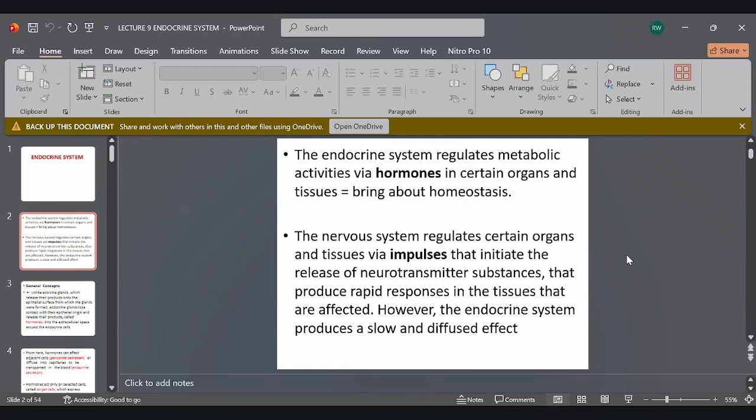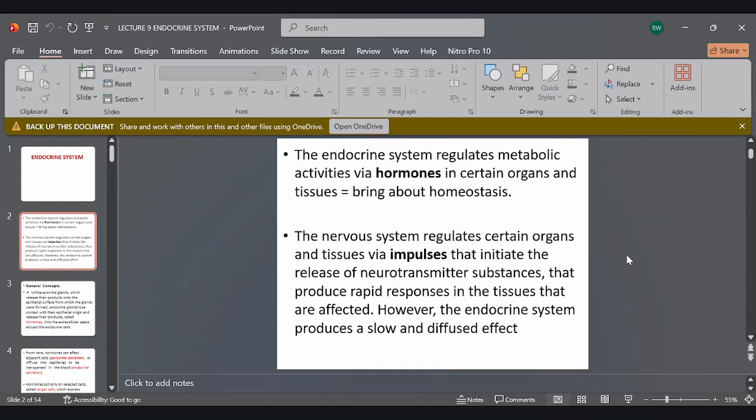Now, today, we're not going to discuss all these organs in one session. There are a lot of them. So today we are going to focus majorly on the pituitary, thyroid, and pineal gland. We're going to focus on the pituitary gland, the thyroid gland, and the pineal gland. So those are the 3 glands that we're going to focus on today.